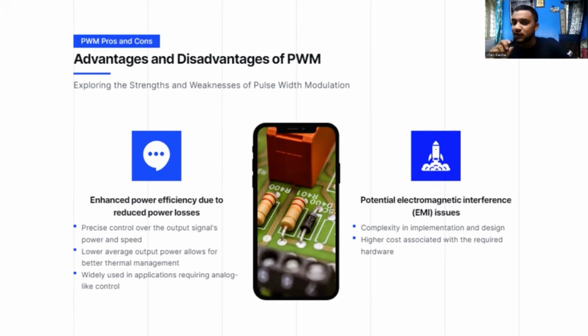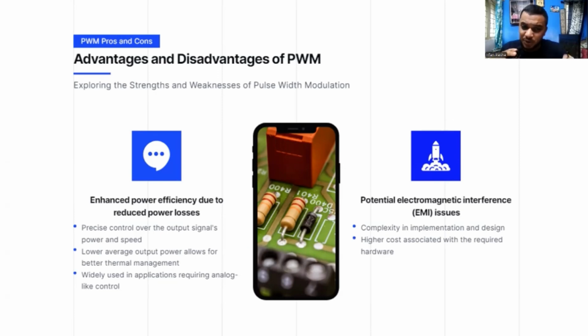Advantages and disadvantages of PWM. Exploring the strengths and weaknesses of pulse width modulation. So what is the strength? What is the weakness? See, everything has a strength and a weakness. Nothing in this world is so powerful that it has no weakness. So even PWM has its weaknesses. Let's go through what these are.